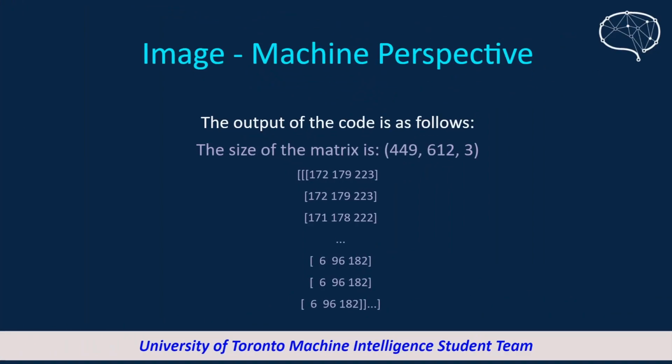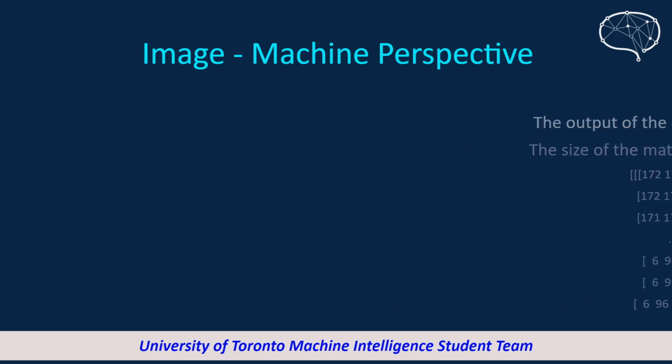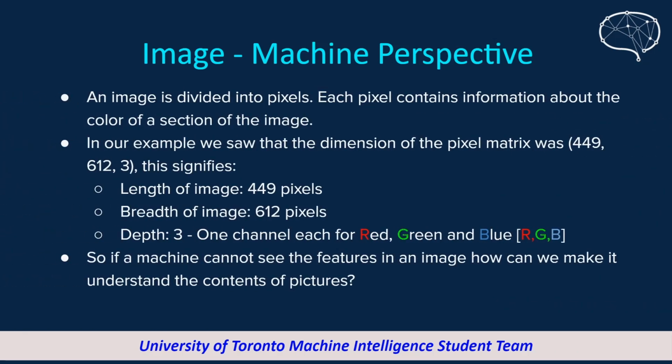Whoa, so what do we have here? A matrix of 3-dimensional vectors? And let me remind you that this mess of numbers represents the beauty of the city of Toronto. An image is divided into pixels. Each pixel contains information about the color of a section of the image.